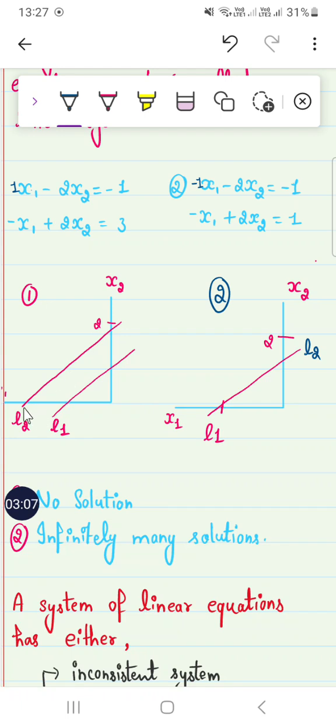How do you say that? Because there is no cut point between both of the lines, right? So there exists no solution. In the other one there exist many solutions because they are overlapping each other, right? So we have introduced that the first linear system has no solution. Second, the linear system has infinitely many solutions.